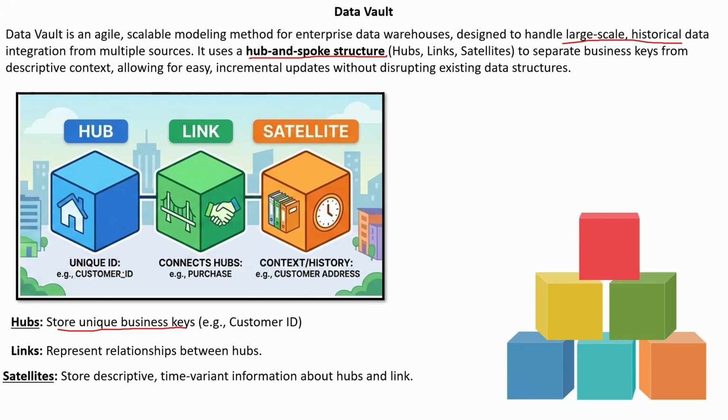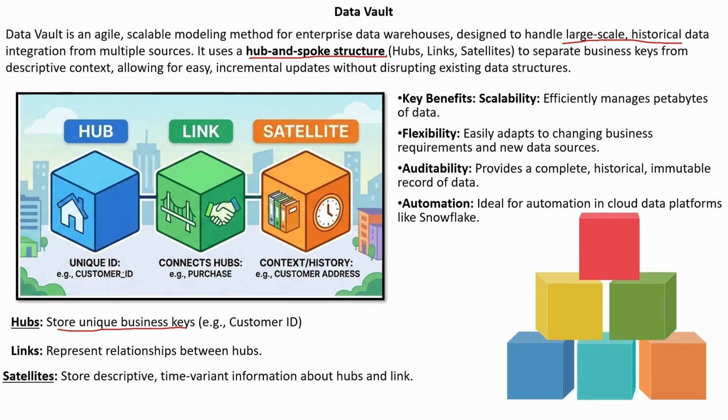So, this is hubs, links, and satellites, where hubs are used to store the business keys. Links are used to represent the relationships between the multiple hubs, and satellites store the descriptive time variant information about all the hubs and links. If I talk about the key benefits, the biggest benefit for Data Vault is scalability.